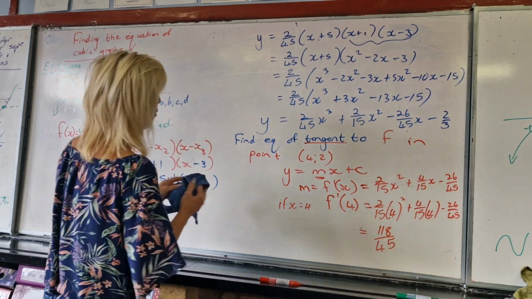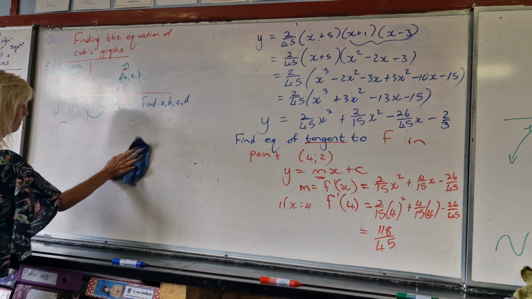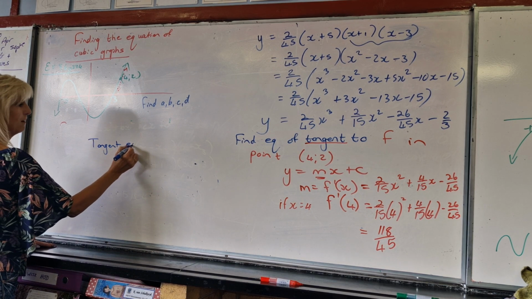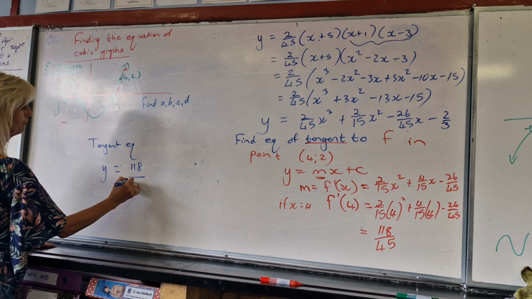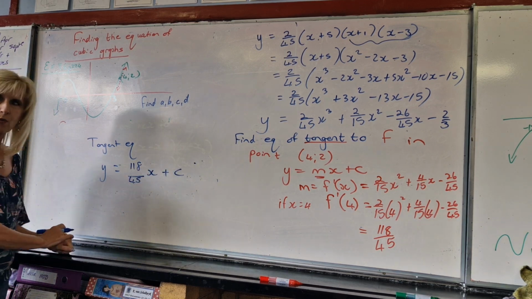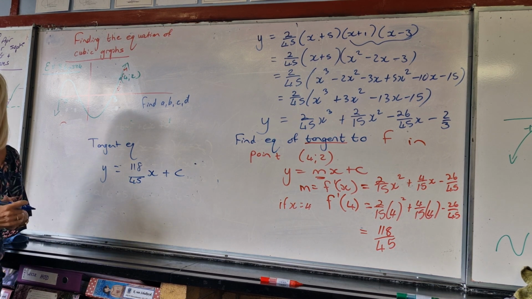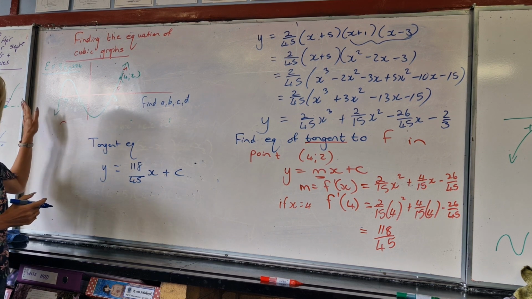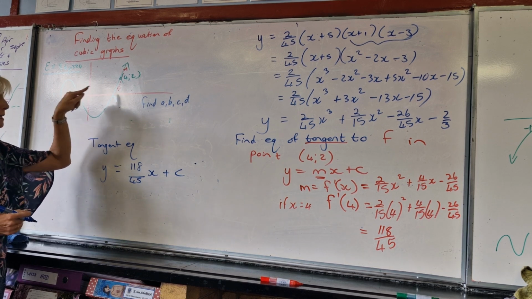But now to find the whole equation, what do I need? The x-intercept, the y-intercept. Okay, so for the tangent so far, I've got y equal to 118 over 45 x, what a gradient, plus, so what am I looking for? C. How do you find one variable? Substitute. Which point? 4 and 2. Only that point. No other point is on that tangent. The only point where that tangent touches the graph is in that point.